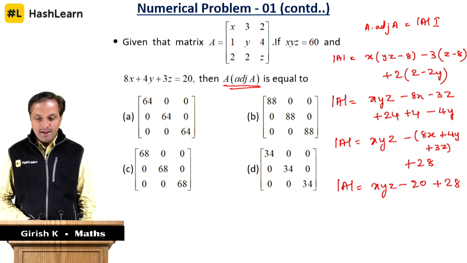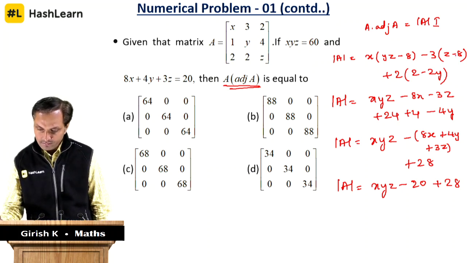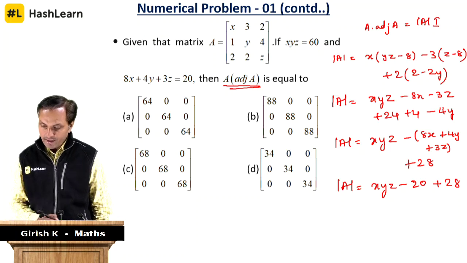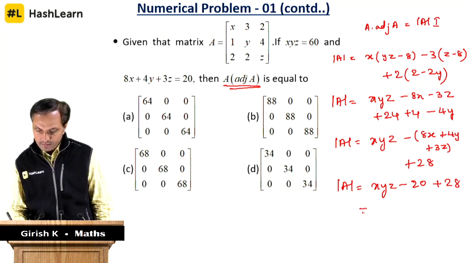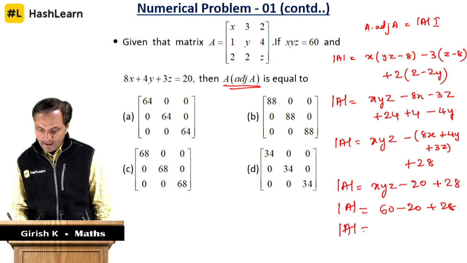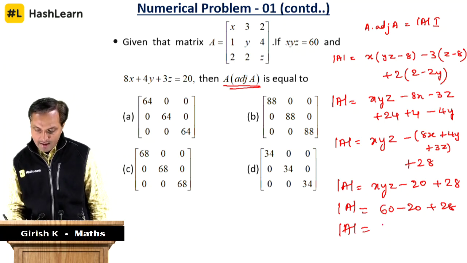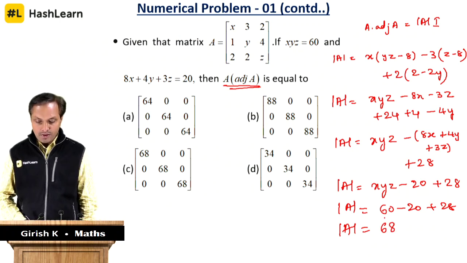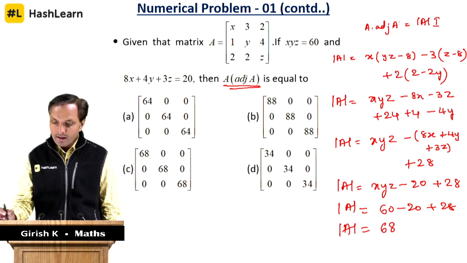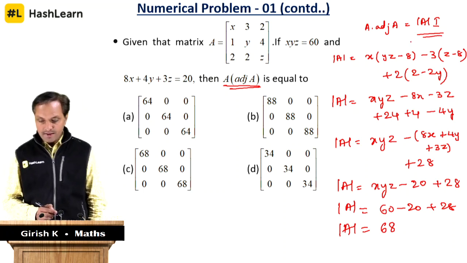So xyz is given as 60. This is 24 plus 4, that is 28. 60 minus 20 plus 28. So determinant of A is, you know, 40 plus 28, and that is 68. So 68, there is an option. You know that A dot adjoint A is determinant of A into I, so you got the determinant of A as 68.